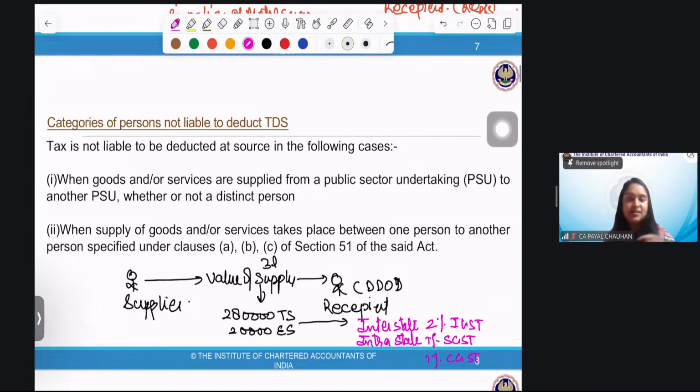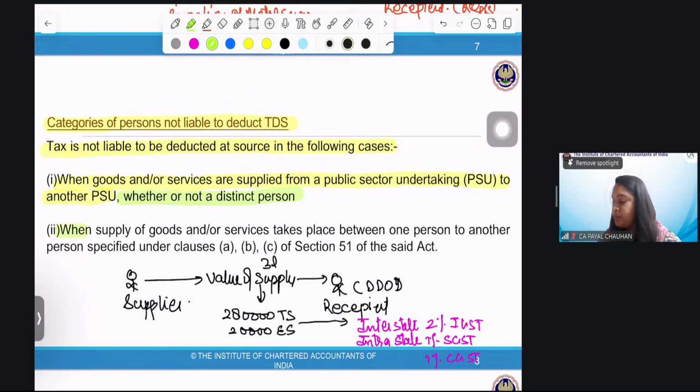Now we'll see. We have not read this. Now we'll read: category of persons not liable to deduct TDS. These are certain persons who are not liable to deduct TDS. Tax is not liable to be deducted at source in the following cases: where the goods or services are supplied from one PSU to another PSU, and the most important thing, whether or not a distinct person, whether you are under the same PAN or a different PAN, that doesn't make a difference. If the goods or services are supplied from one PSU to another PSU, then TDS provisions are not applicable.